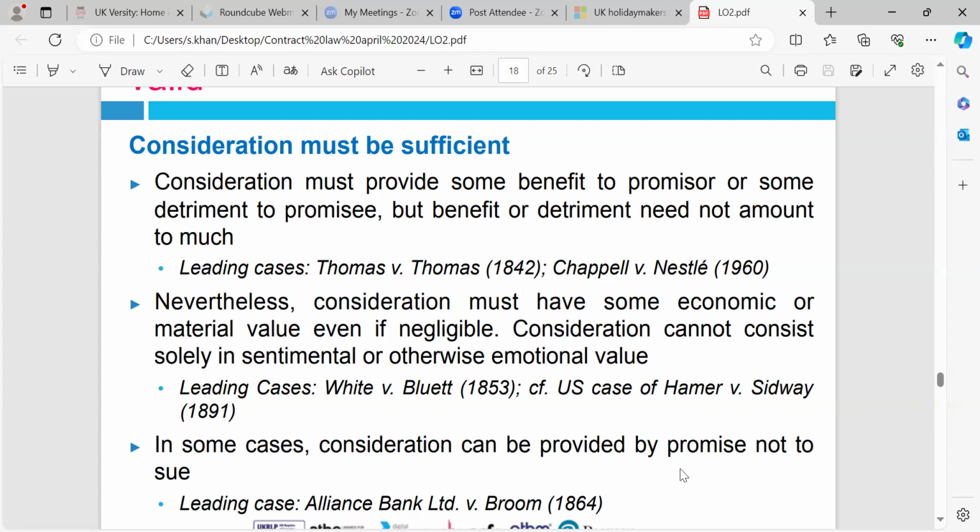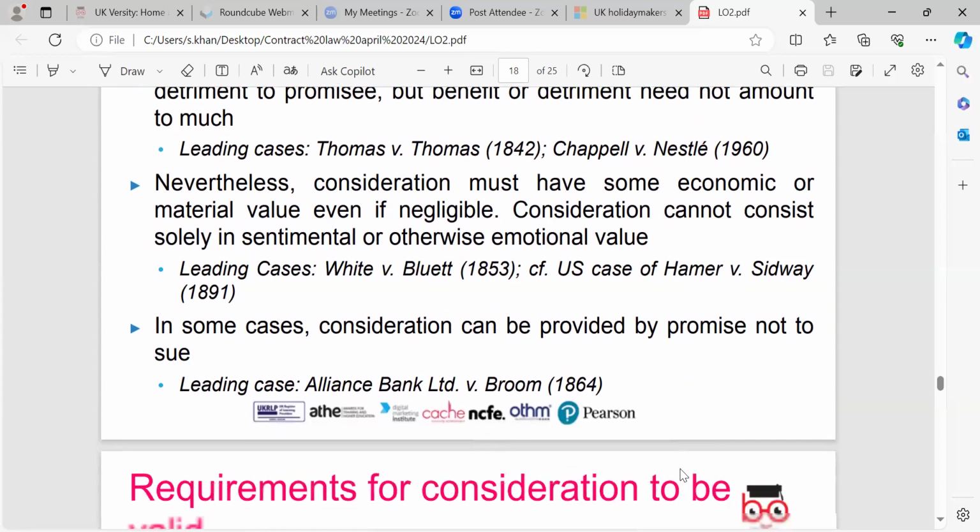Nevertheless, consideration must have some economic or material value, even if negligible. Consideration cannot consist solely in sentimental or otherwise emotional value. And the cases in regards to that were White and Bluett in 1853, and the US case of Hamer and Sidway, 1861. In some cases, consideration can be provided by promise not to sue, and the case in regards to that is the case of Alliance Bank Limited and Broom, 1864.